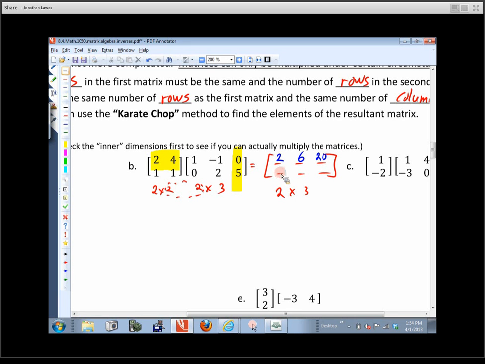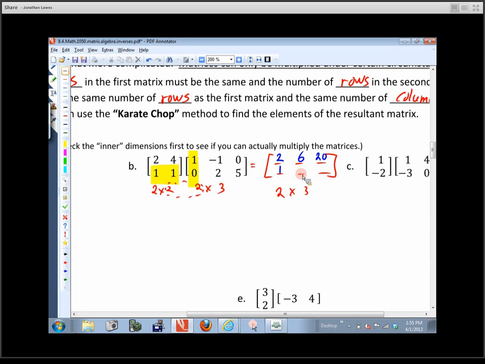Where is this one? Don't say anything out loud. Get it in your head. It is in the second row, first column. So that means I'm going to take the second row and karate chop it with the first column. So which ones correspond? The 1 and the 1, the 1 and the 0. So I multiply those together and I get a 1.